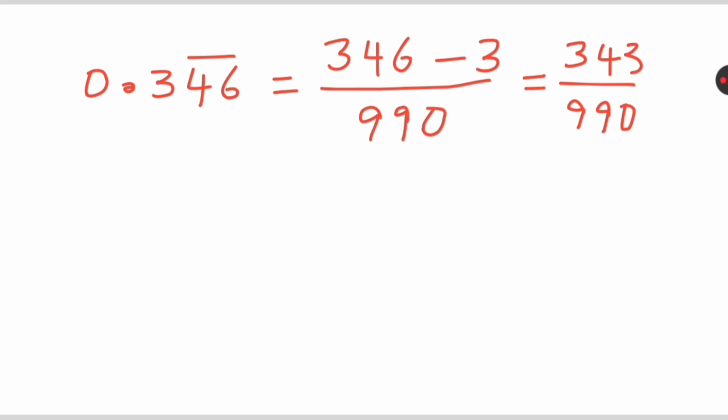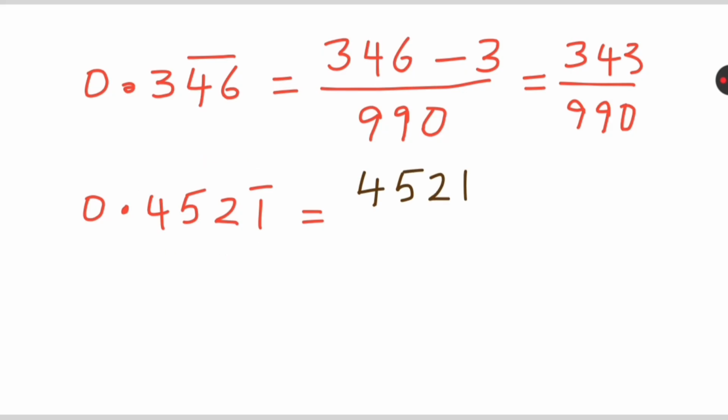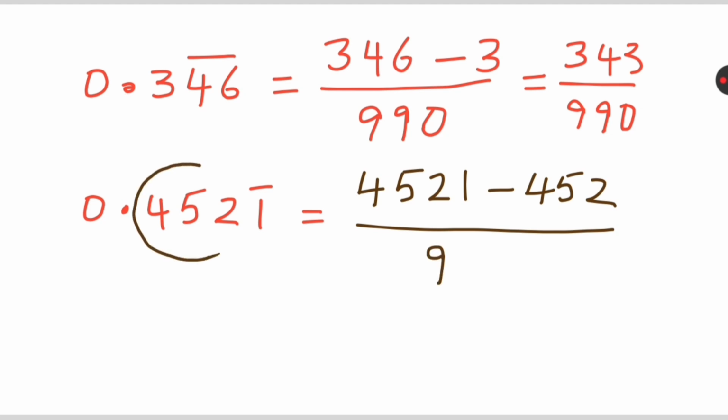Let's take one more example. Suppose we have 0.4521 bar. What do you have to do? Take the whole number, which is 4521. You have to subtract the number which does not have a bar, so let's write 452 here. Over how many digits have a bar? We have only 1 digit under the bar, so write only 1 nine. And how many digits don't have a bar? We have 3 digits without a bar, so you write 3 zeros.